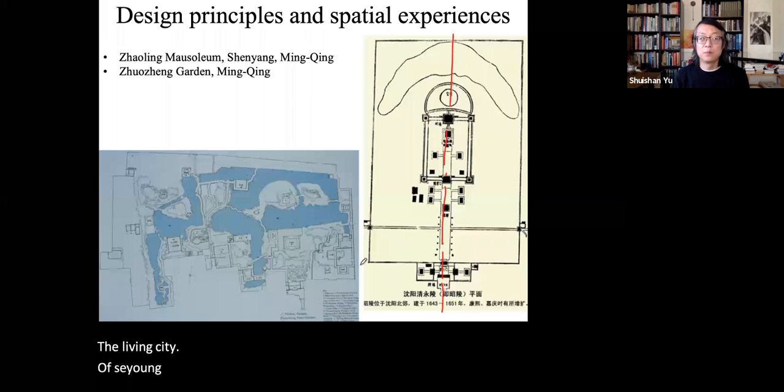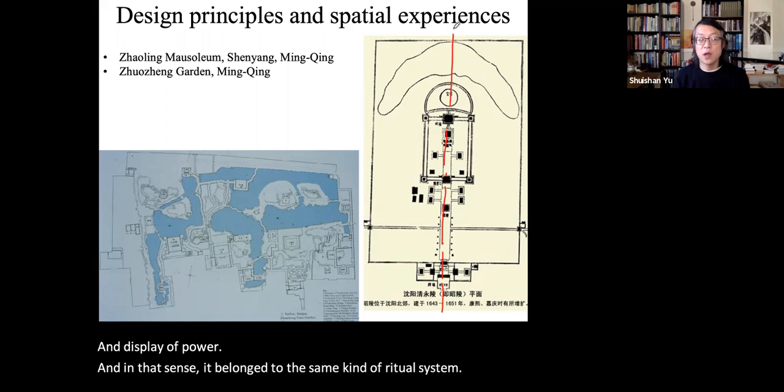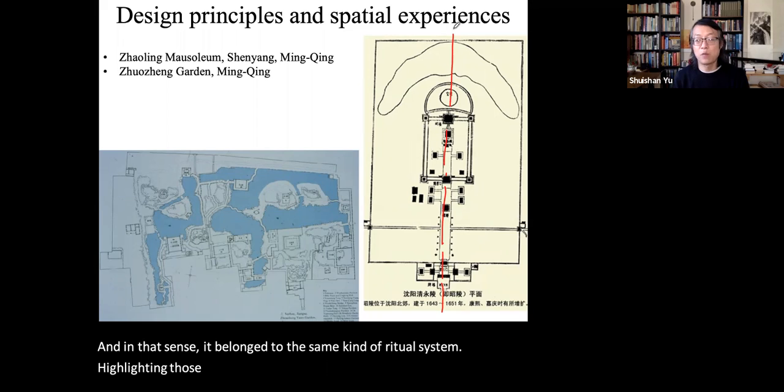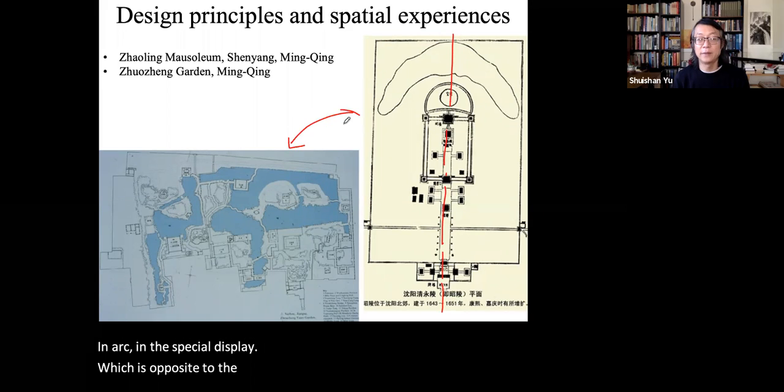So the mausoleum had the same emphasis on axiality, symmetry, and display of power. In that sense, it belonged to the same ritual system, highlighting ritual formality in the spatial display, which is opposite to the garden plan, right?